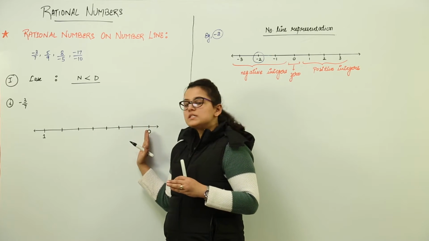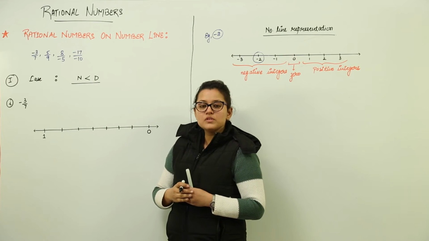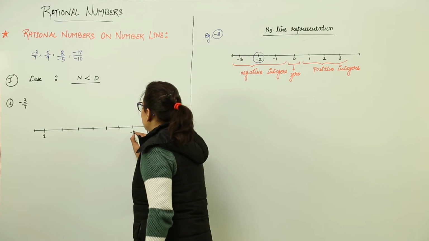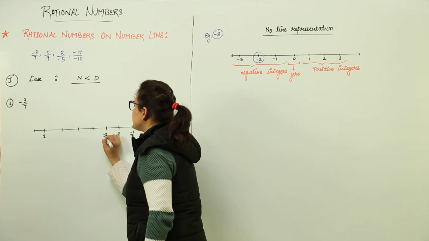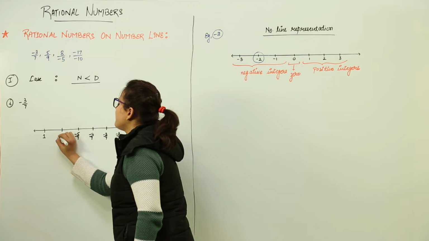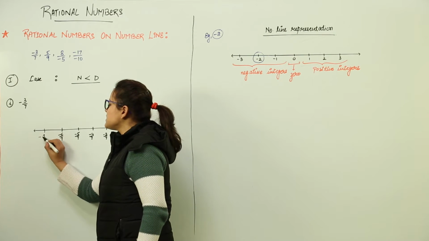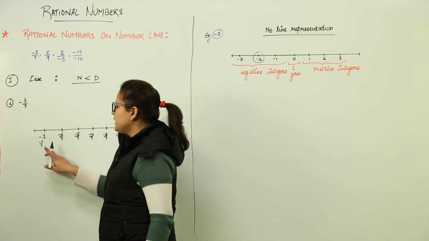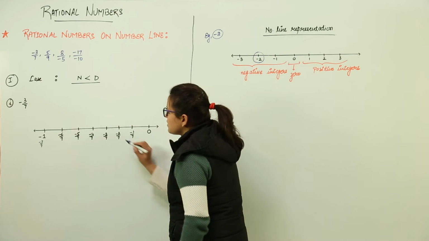Why have I taken 0 this side? Because my number is negative, it will be lying on the left hand side of the 0. Now we can number them. This will be -1/7, -2/7, -3/7, -4/7, -5/7, -6/7. Just think, what will be -7/7? It will be -1, right? That means our divisions are perfectly correct. So now, where is my -3/7? Over here.